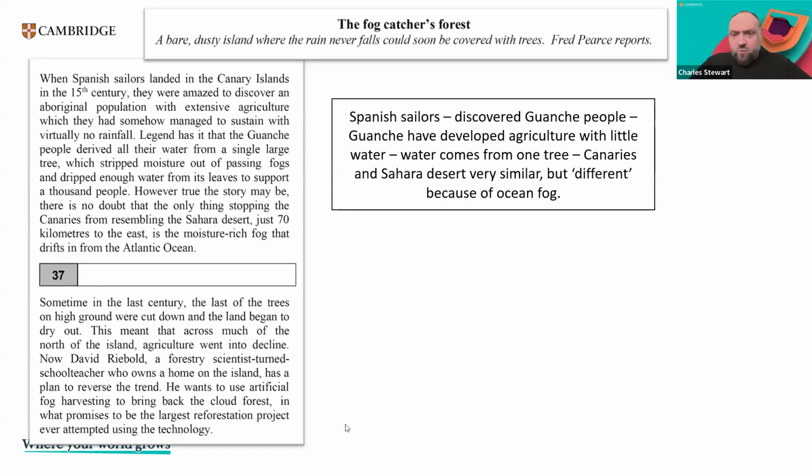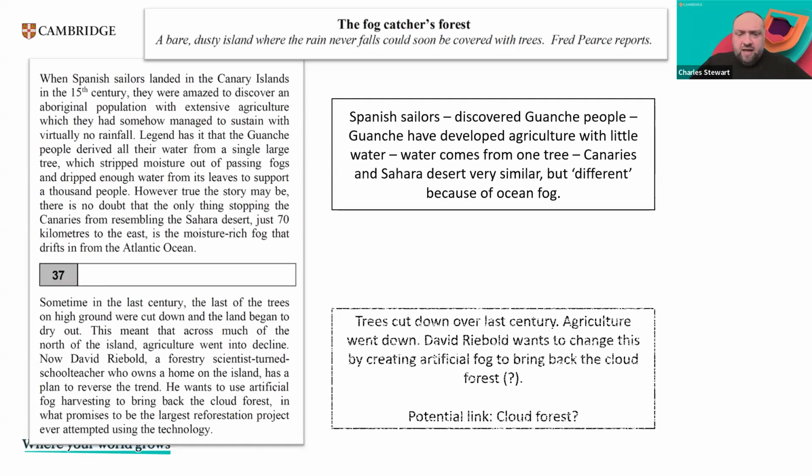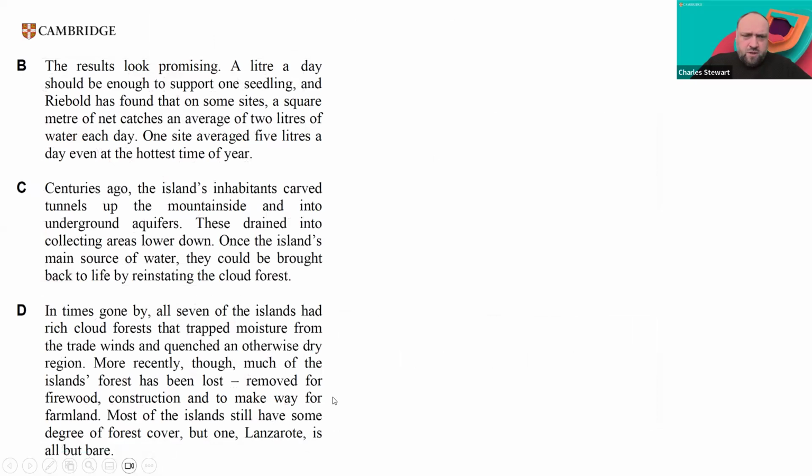Okay, so once again, reading with my pen, making notes. I would underline and make notes. Okay, trees cut down over last century. Agriculture went down. David Reibold wants to change this by creating artificial fog to bring back the cloud forests. Perhaps the cloud forest would be a link between the two, maybe. Okay, so then we have these three answers here. So take about 45 seconds and very quickly read through these answers.